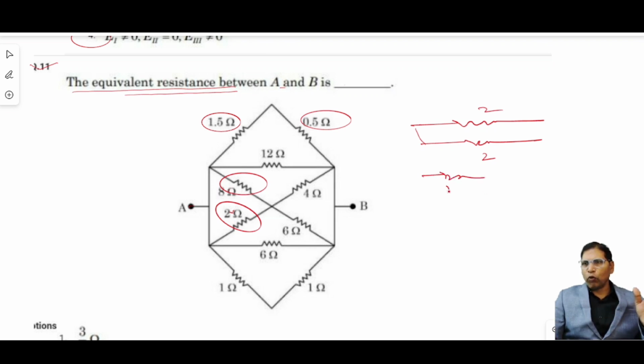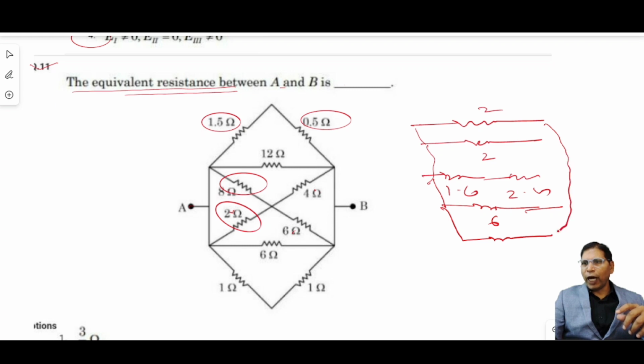Look at this, this is the 1.6, and 2 into 4, 4 into 6 by 4 plus 6, so this is the 2.4. Again look at this, now it is connected. Now look at this again, this is the 6 ohm, and again this is the 2 ohm. So look at this, these 5 resistances are in parallel. This is the 2 ohm, this is the 12 ohm, this is the 4 ohm, this is the 6 ohm, this is the 2 ohm.